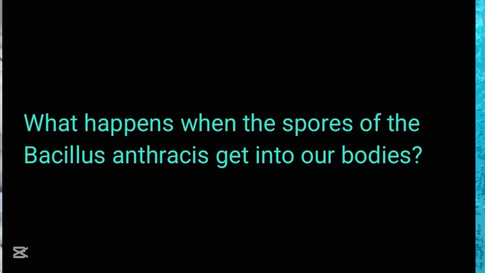Protected by this shield, the capsule, and unable to be killed or destroyed by the cells of the immune system, the vegetative form of the Bacillus anthracis continues to multiply in large numbers inside the body. The vegetative forms of the Bacillus anthracis will now enter inside the cells of the body. And while there, they'll produce two toxins, two poisons. The first one is called the edema toxin.